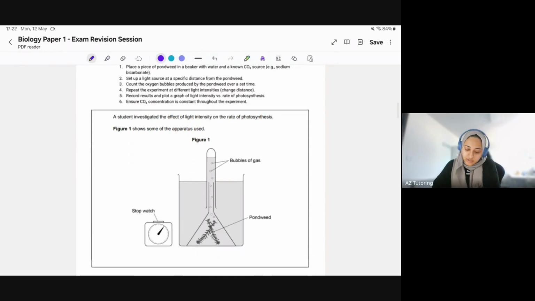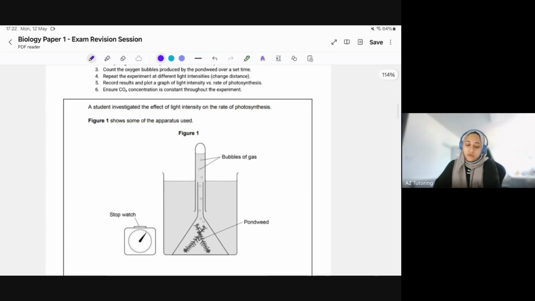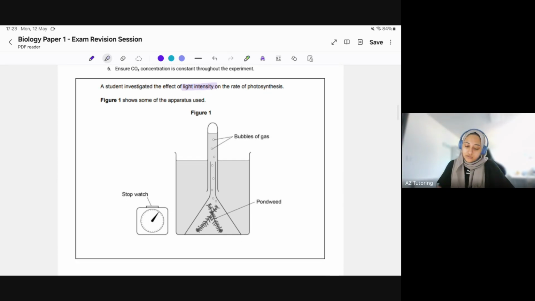Okay, so a student investigated the effect of light intensity on the rate of photosynthesis. So by light intensity, it just means if there's more light, will there be more photosynthesis? Or if there's less light, will there be less photosynthesis, and so on. So it's amount of light. So figure 1 shows some of the apparatus used. So we can see there's a stopwatch, pondweed, which is the plant that is photosynthesizing. And we've got bubbles of gas.